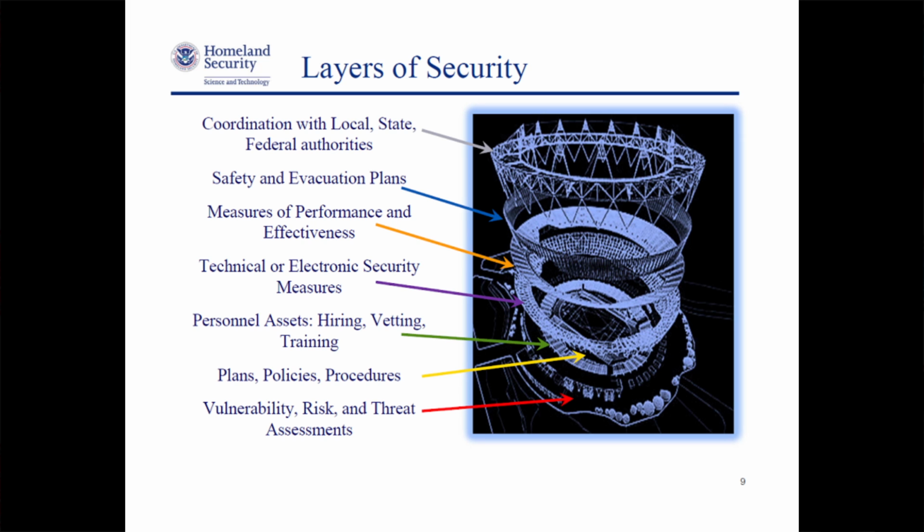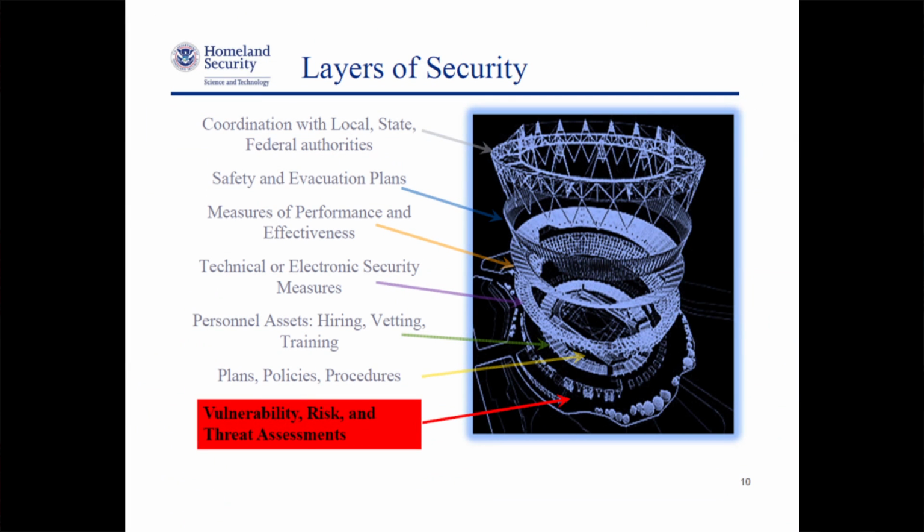The next layer is comprised of the technical, physical, and electronic security measures you might use. We can think of your performance and effectiveness as the scoreboards and information boards across the second level of most stadiums. The upper tier of the stadium security is your safety and evacuation plans. And finally, the dome of your security is coordination with state, local, and federal authorities. So how do all of these relate to your technology and the application, you might ask? Well, let's go through each one.